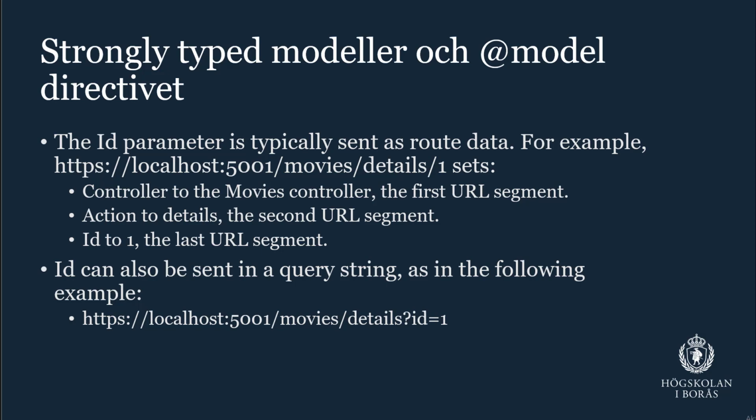Here it sets the controller to the movies controller, the first URL segment in this structure. Action is set to details in the second URL segment, and ID is set to 1 in the last URL segment. ID can also be sent in as a query string, as in the following example we see here below, where we have the movies controller /details?ID=1.